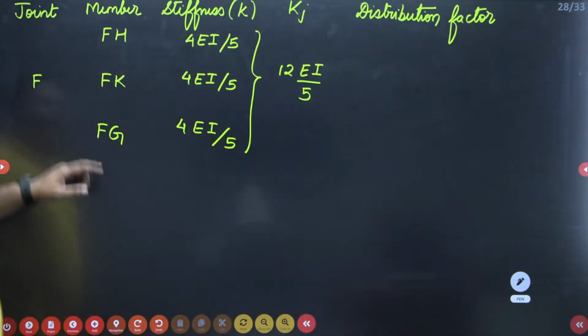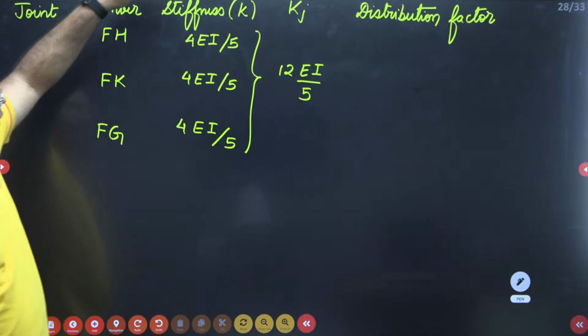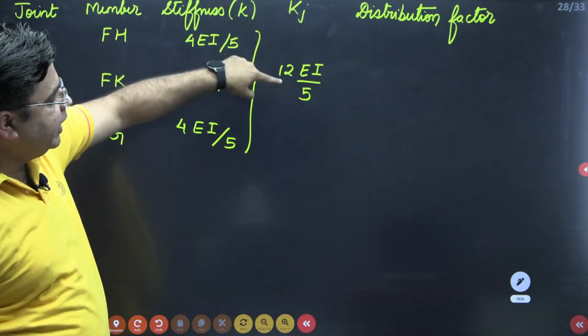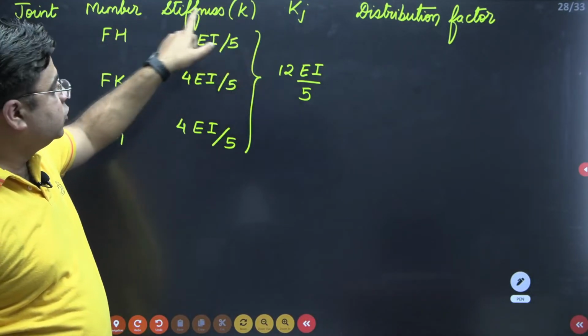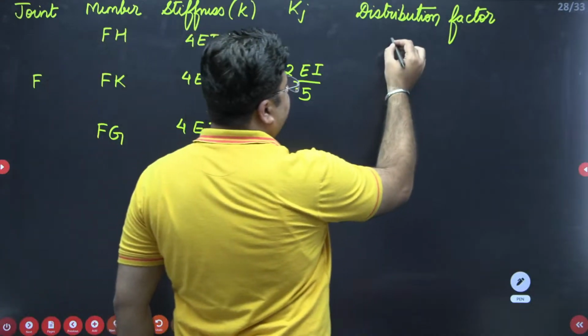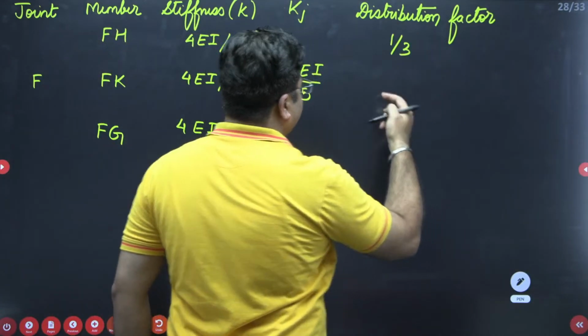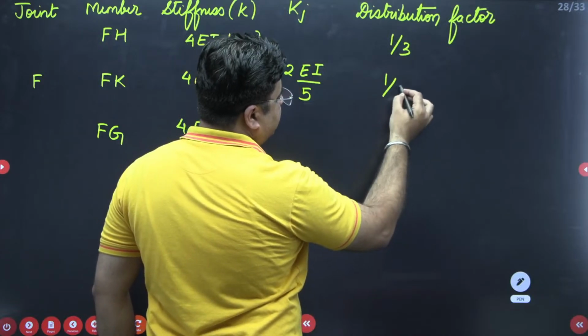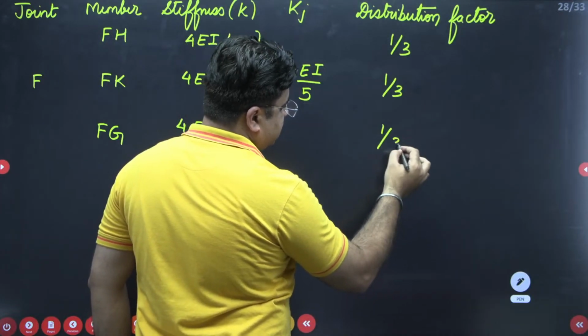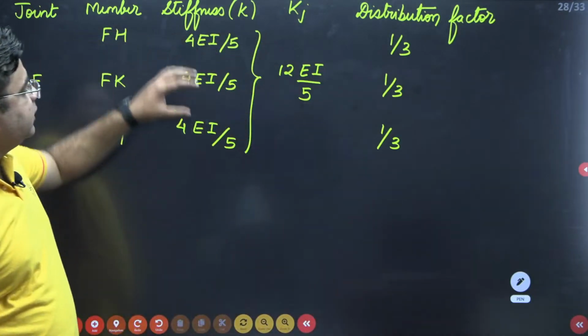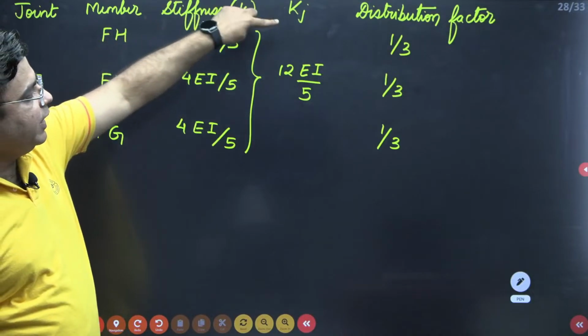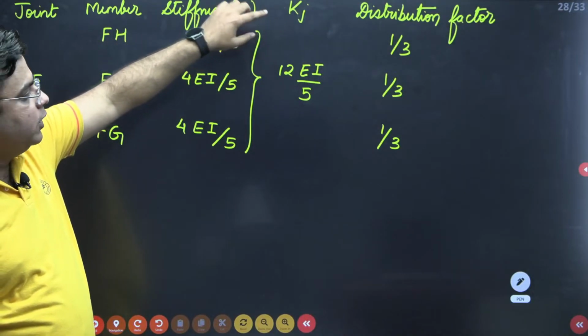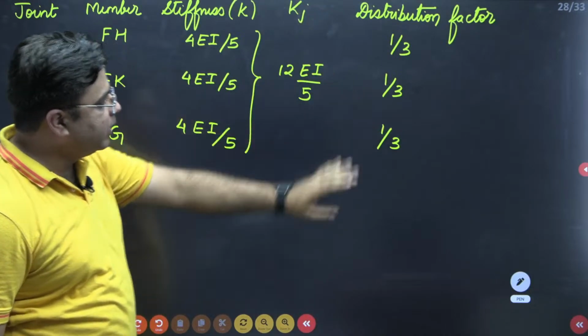So for member FH, the distribution factor will be the stiffness of the member divided by the stiffness of the joint. So this distribution factor will be 1 by 3. Similarly, for the other two members, it will also be 1 by 3. So the distribution factor is always the stiffness of the member divided by the stiffness of the joint, right? So the distribution factor is 1 by 3.